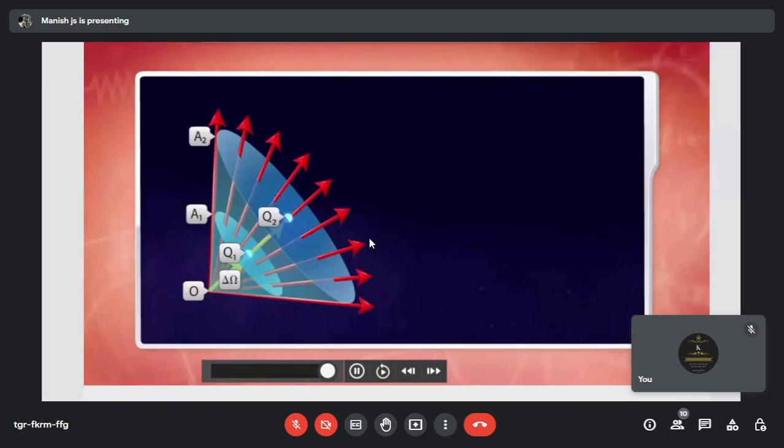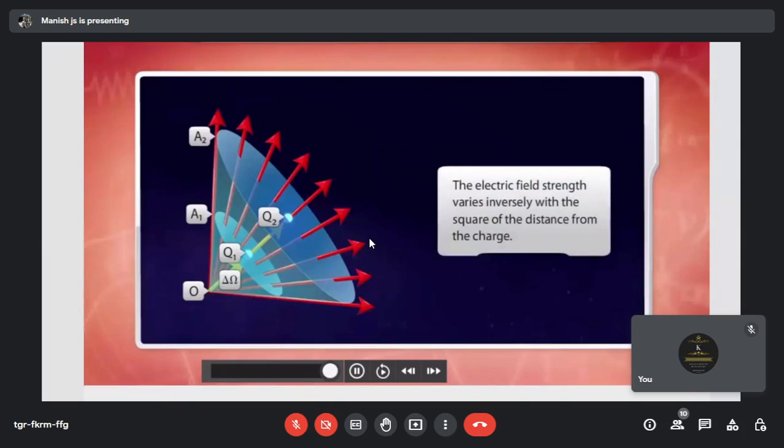Thus, we can clearly see that the electric field strength varies inversely with the square of the distance from the charge. So the distance of the charge is a basic criterion for us to compute the electric flux or the electric field strength. The lesser the distance, the electric field is going to be much greater. The greater the distance, the electric field will be lesser. That is why we call it an inverse relationship. When one quantity decreases, the other quantity will increase. That is the basis of inverse relationship. So electric field and the distance of the charge from that point are inversely related to each other.